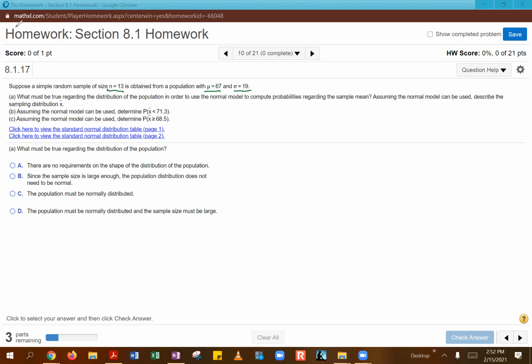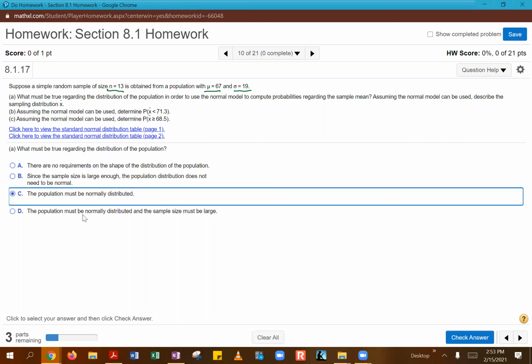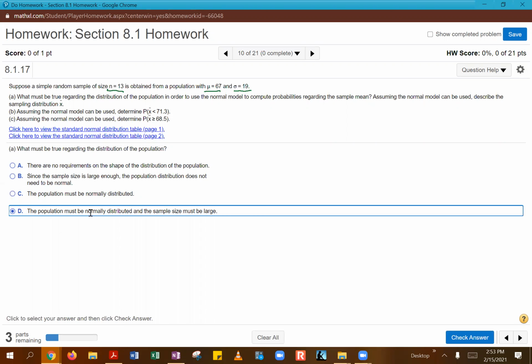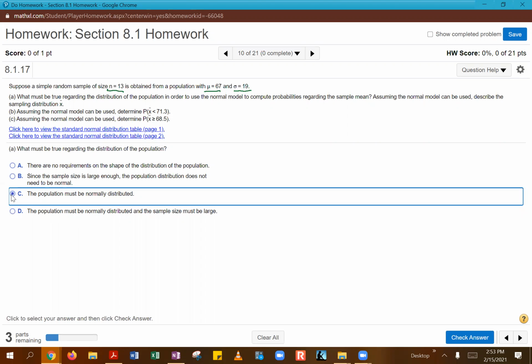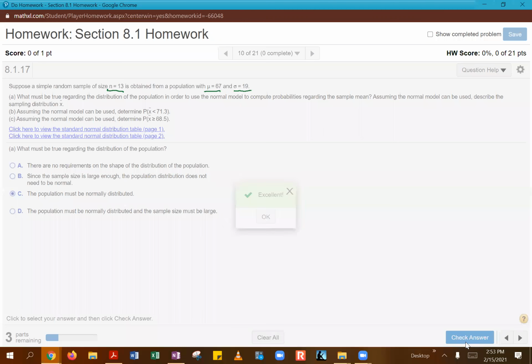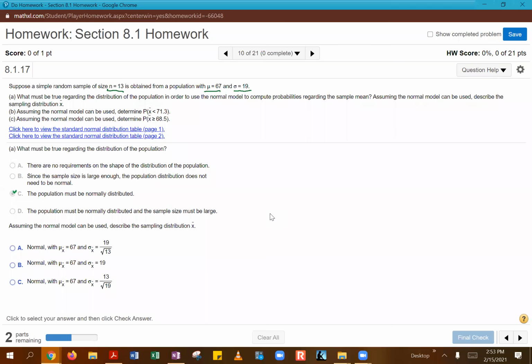So as you can see, for the options that we are given over here, the first says there are no requirements on the shape of the distribution. That's not correct. The second says since the sample size is large enough, the population does not need to be normal. Well, our sample size is not very large. It's just n equals 13, so it wouldn't be option B either. The population must be normally distributed. That one's looking good. The last says the population must be normally distributed and the sample size must be large. You don't need to have both. So it's going to be option C. We'll do a quick check there.